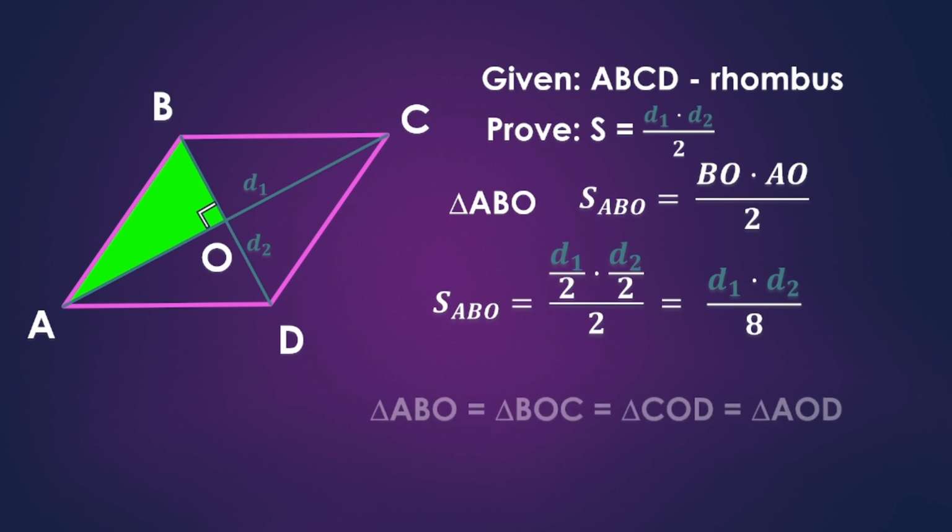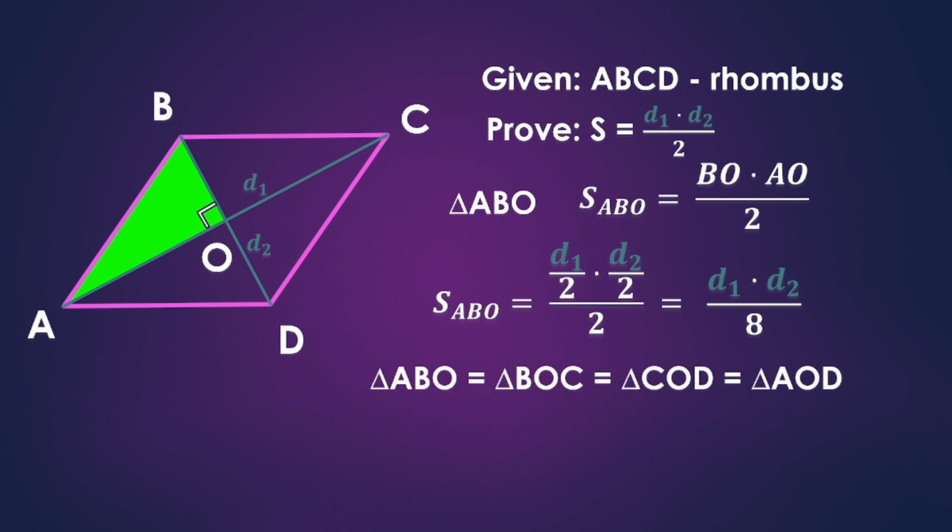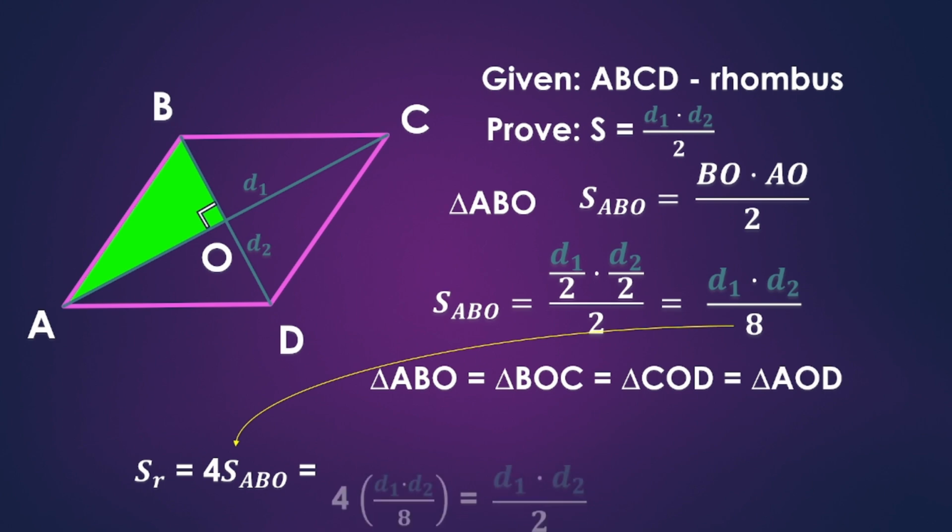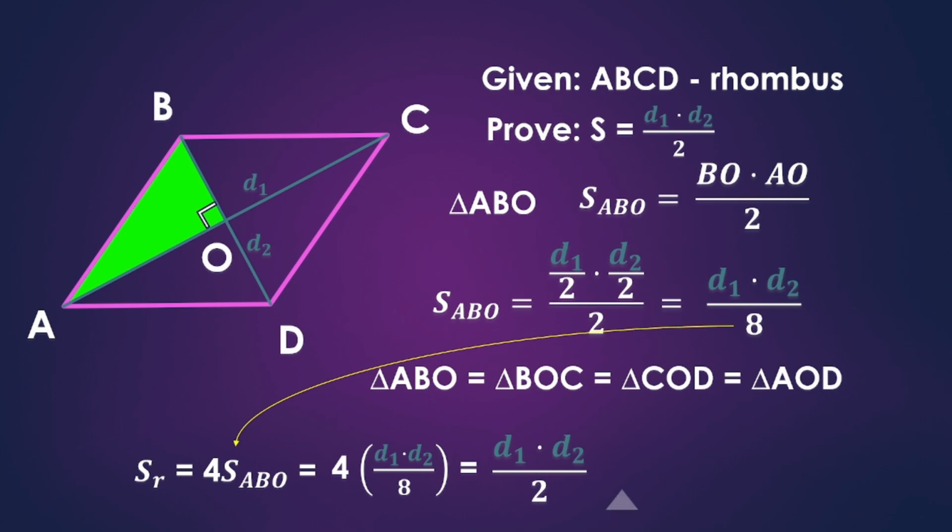Now we know that the diagonals of the rhombus divide it into 4 equal triangles. That is, triangle ABO is equal to triangle BOC is equal to triangle COD is equal to triangle AOD. Now we can derive the following formula, that the area of the entire rhombus is equal to the product of 4 by the area of triangle ABO, and instead of the area of triangle ABO, we substitute what we just found, and we have that the area of the entire rhombus is equal to D1 times D2 divided by 2. The formula is proven.